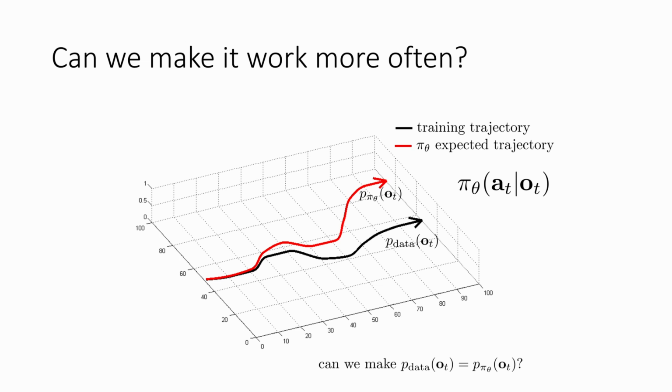So then, of course, we can ask the obvious question: can we make it work by somehow forcing P data to be equal to P pi theta? If we can ensure that our training data distribution is equal to the distribution of observations that we'll actually see when we run our policy, then this distribution mismatch problem disappears, and in principle, our behavioral cloning policy should do very well. Okay, so does anybody have any ideas how we can do this? How can we force our training data distribution to be equal to the distribution of our observations that we'll actually see when we run our policy?